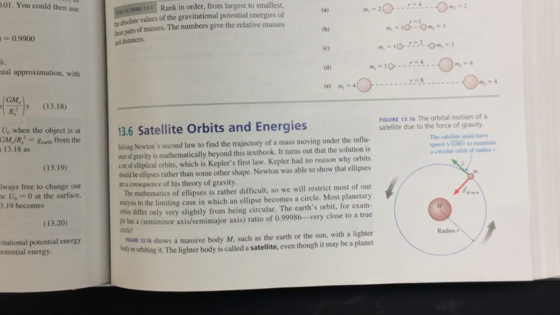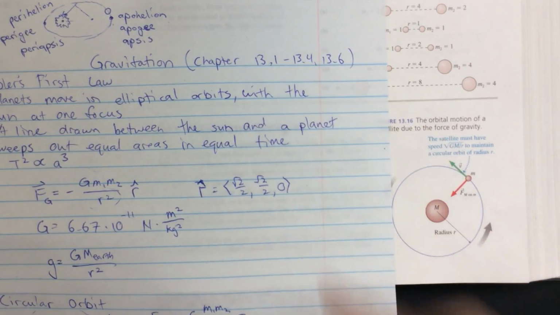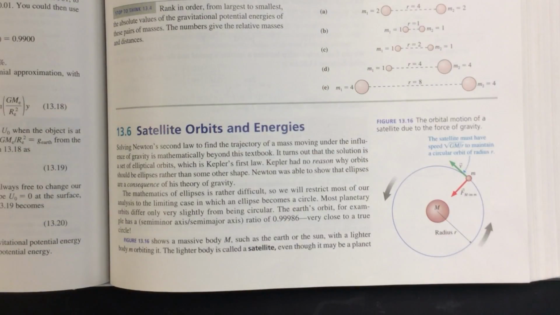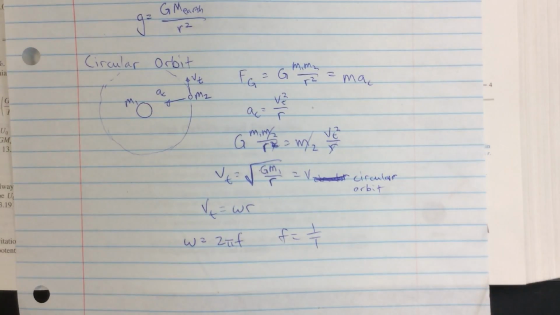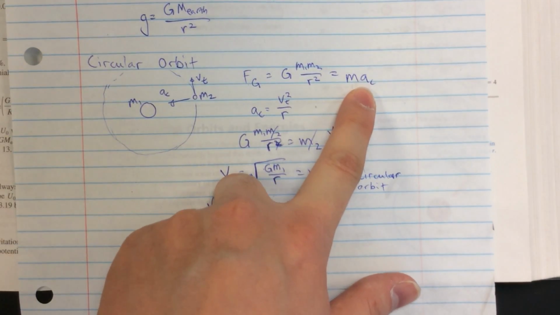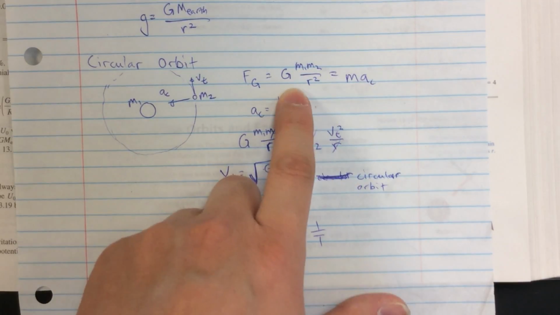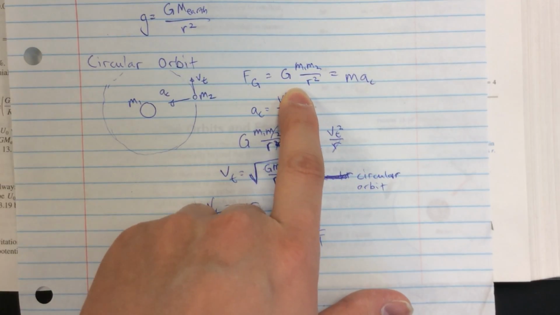Okay, what I do want to continue with though is chapter 13.6. So when you're looking at the notes, right, 13.1 through 13.4 and then 13.6, you need to know. So I had said that when we look at these orbits, we're going to look at circular ones. So let's look at some of the consequences of circular orbits. Because it is circular, that means that your acceleration is only centripetal, and that is due to the force of gravity.